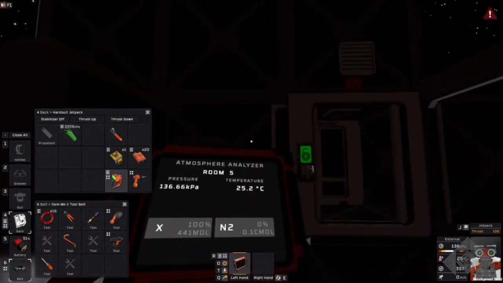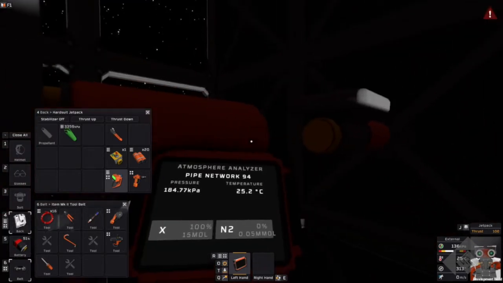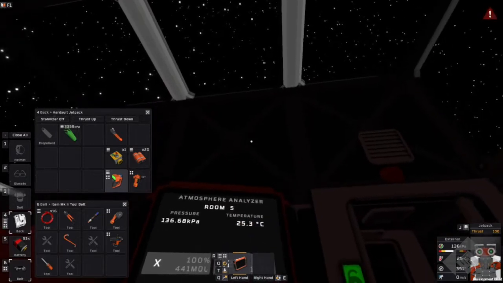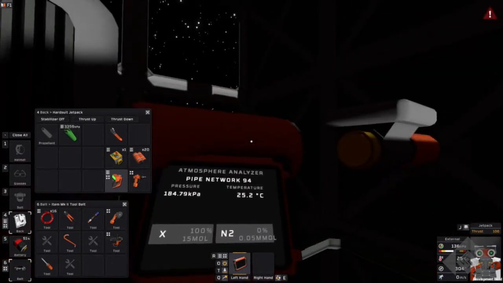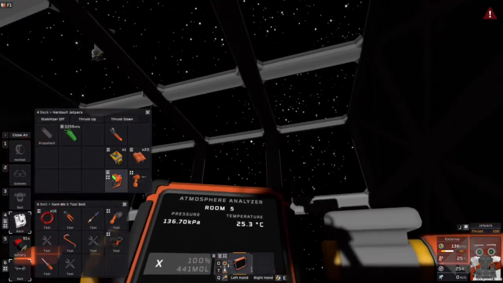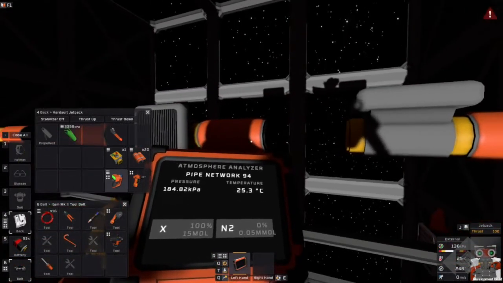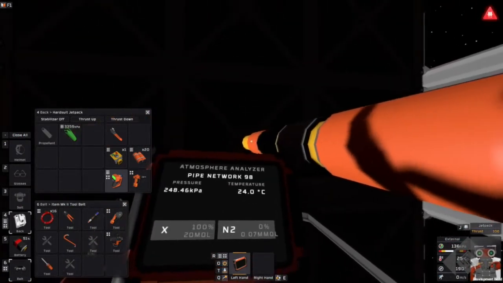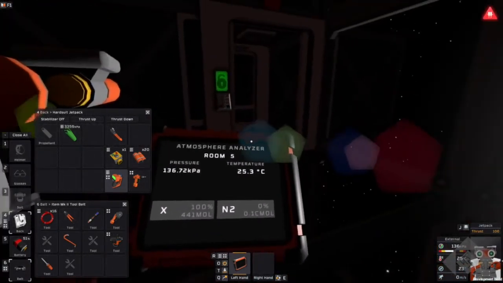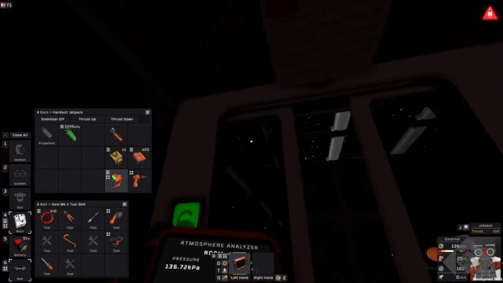So, we're at 136.66. At 25.3 degrees. This one's a little lower. I think the, I guess it wasn't. I don't know what I was looking at here. Okay, so let's go back into the airlock and then get to the next place.